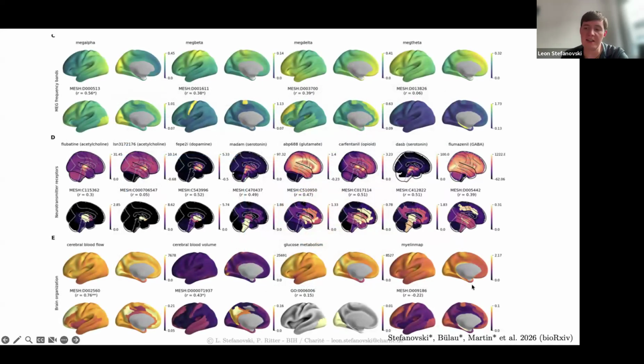And we were validating this quite a long time, and we're happy to see that really across modalities, it works out very well. So starting from particular rhythms of MEG to receptors from PET data to blood flow, glucose metabolism, myelinization, it captures all the modalities very well just by using this association of words in the scientific literature.